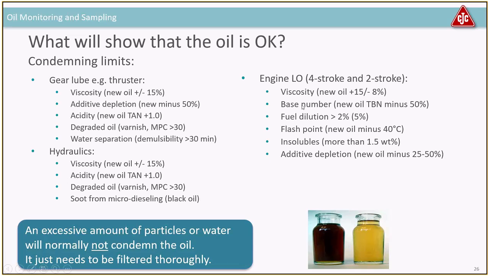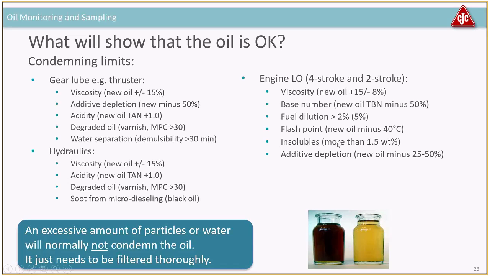Engines, you're going to look at viscosity again here. Minus viscosity cannot be allowed as much as the plus. So if your viscosity is increasing, that could be due to a lot of soot, a lot of varnish. The engine can still run okay, but low viscosity can be very critical. That would be fuel content typically. If the base number is below 50%, it's critical. If you have fuel dilution, if you have a flash point that is too low, if you have too much insolubles, that's soot, more than 1.5%, and if the additives are depleted.